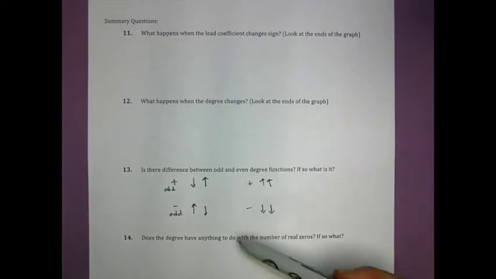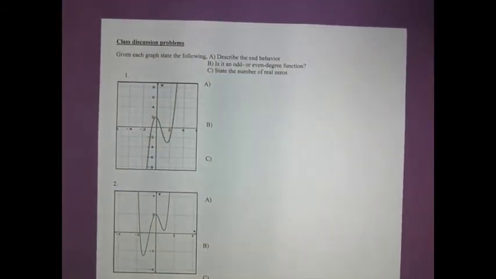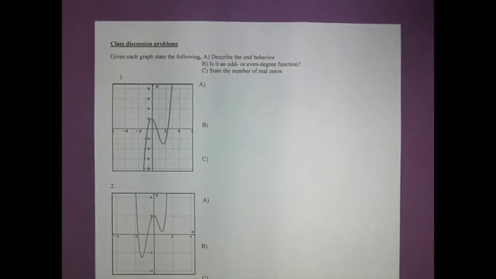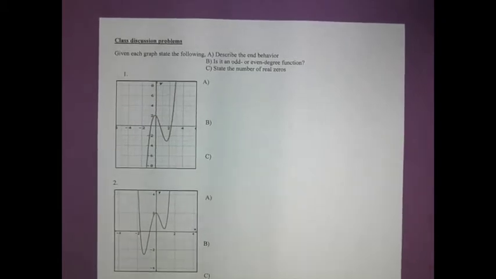Actually, it happens that the maximum number of zeros is equal to the degree, but it doesn't have to be. There can be less zeros than that. That's just the maximum. All right. And after that worksheet, then there's a nice classroom discussion problem set, and that's really a nice way to make sure that your students really have discovered what you were hoping they discovered throughout this activity.